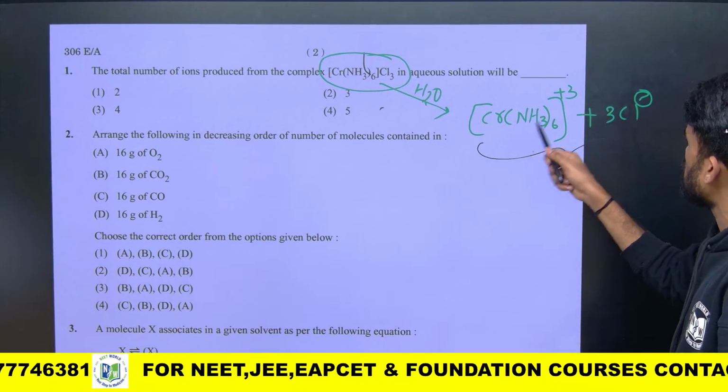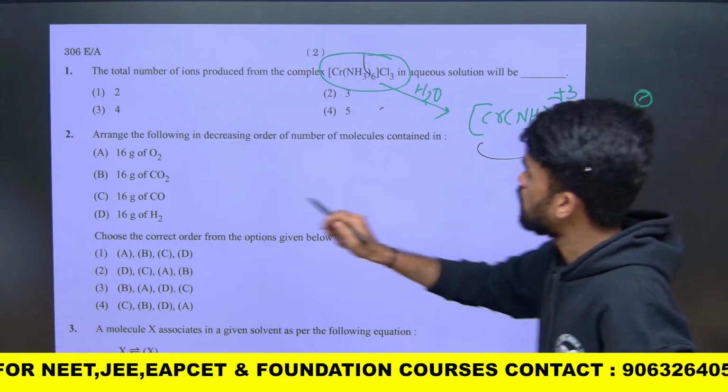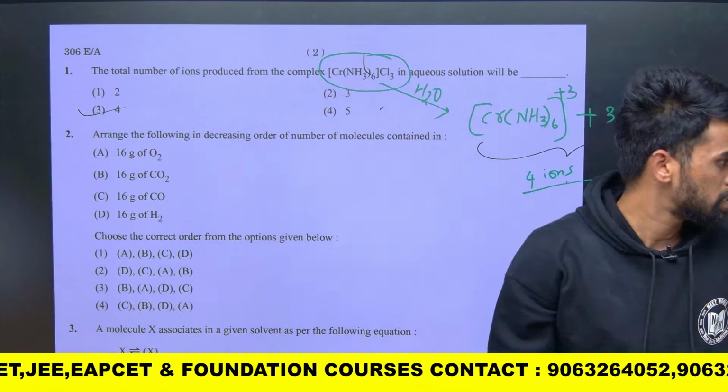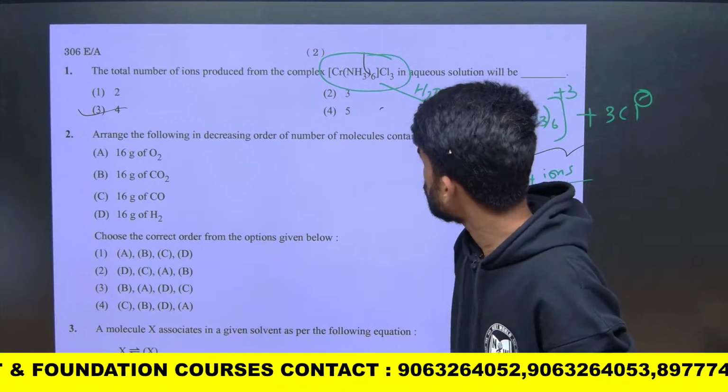So the total number of ions, how many are there? This is 1 and these are 3. So a total of 4 ions are there. How many ions? 4. So that's it. We have option number 3, that is 4 ions. I hope that is clear, right? I hope there is no confusion, right?